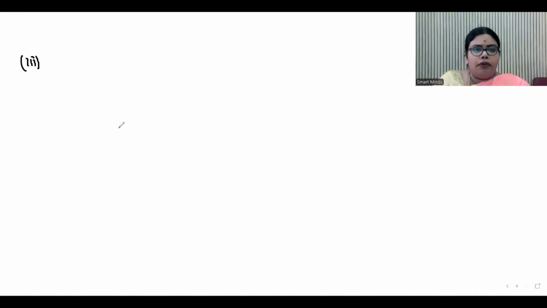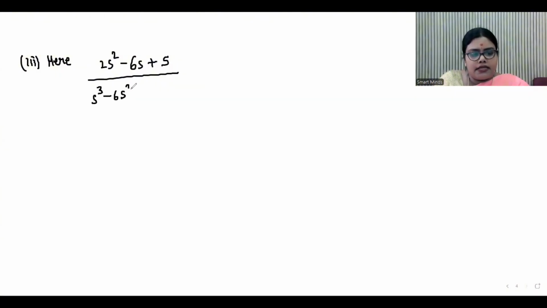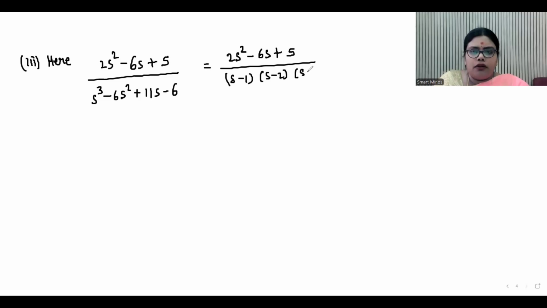Let us take the third bit. In the third bit, first let us split it into partial fractions. So what is the given question? 2s^2 minus 6s plus 5 by s^3 minus 6s^2 plus 11s minus 6. The denominator, if you split it into factors, we will get 2s^2 minus 6s plus 5 by (s minus 1) into (s minus 2) into (s minus 3).